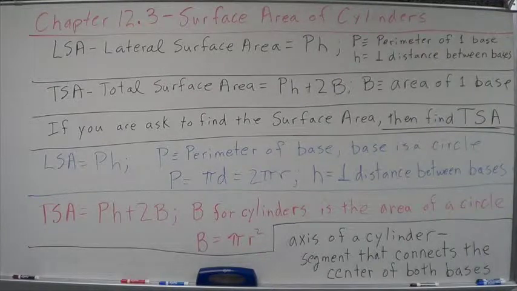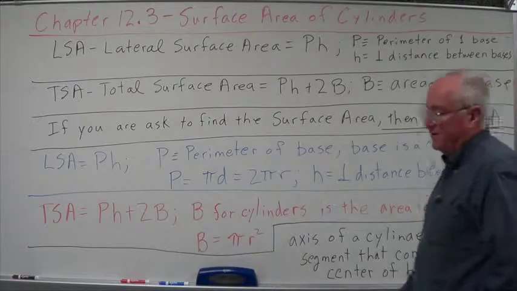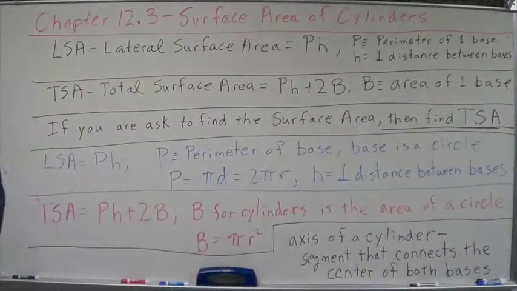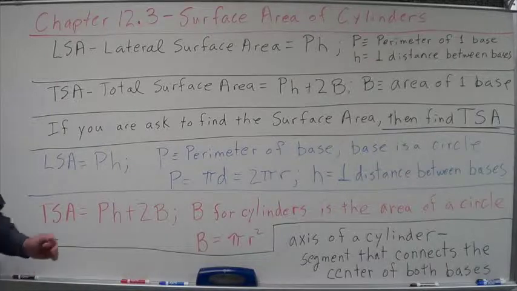Okay, now let's talk about surface area of a cylinder. We're going to use what we just talked about in 12.2, the surface area of prisms, all the definitions. We're going to use all the same things, all the same equations, everything. And then we're going to make some slight modifications to the end result equation so that we can use them for circles and for cylinders.